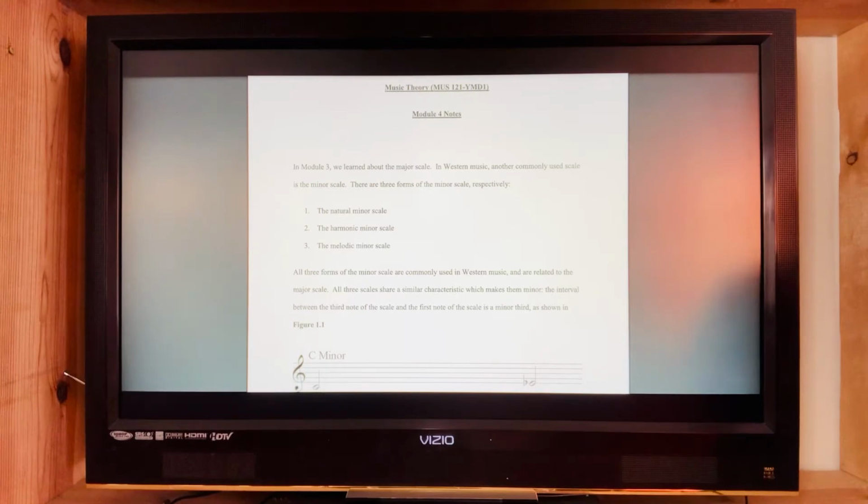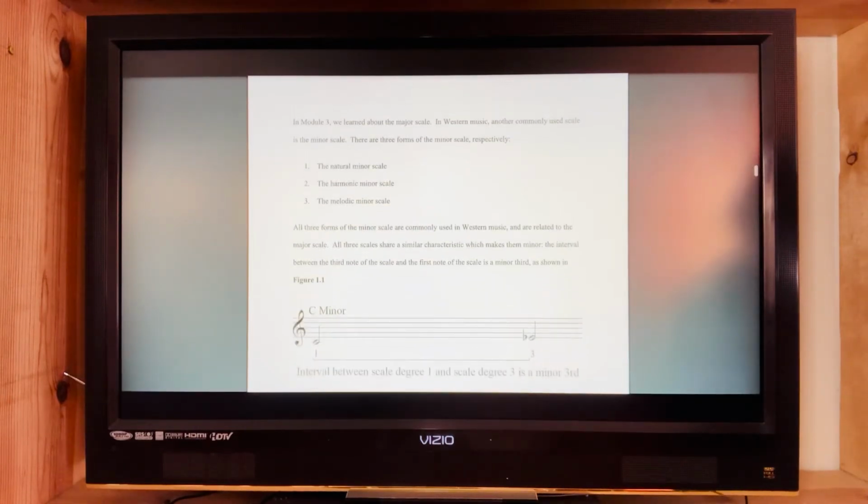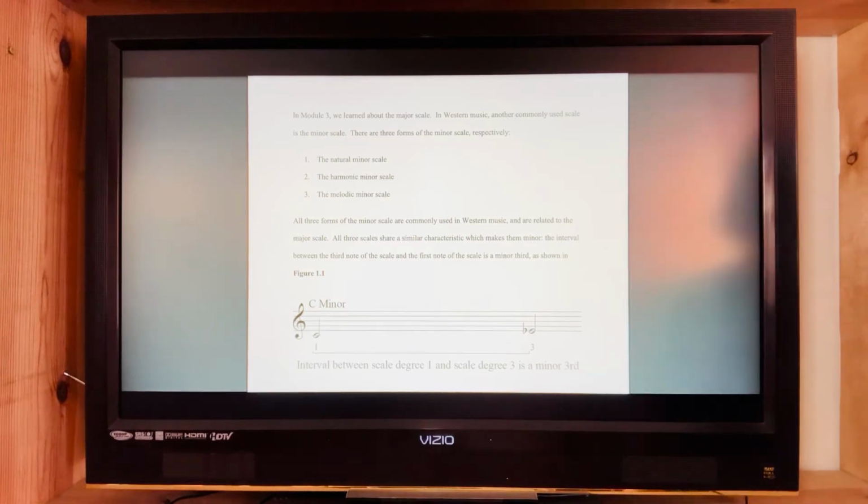All 3 forms of the minor scale are commonly used in Western music. And they all are related to the major scale through the natural minor, the relative minor. All three scales share a similar characteristic which makes them minor. The interval between the third note of the scale and the first note of the scale is a minor third, as shown here. So that's really when you hear the difference.